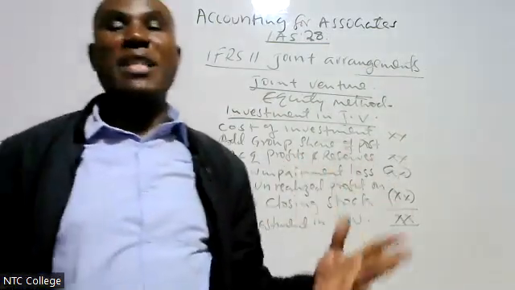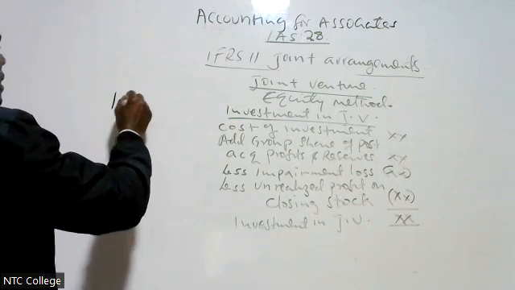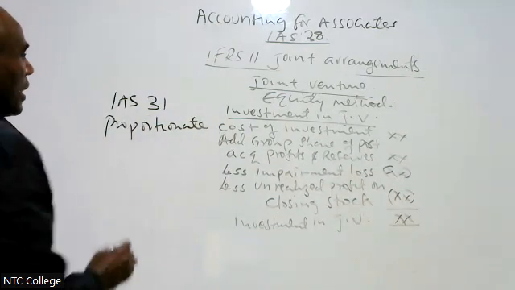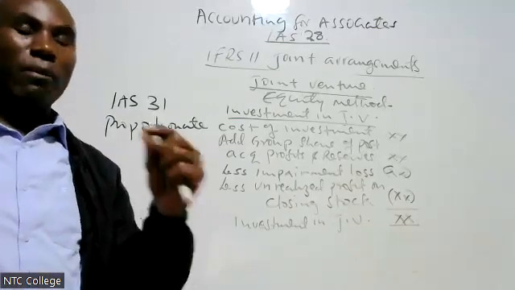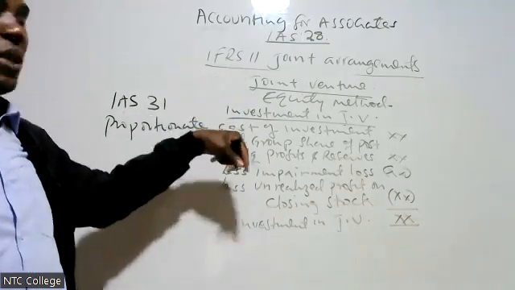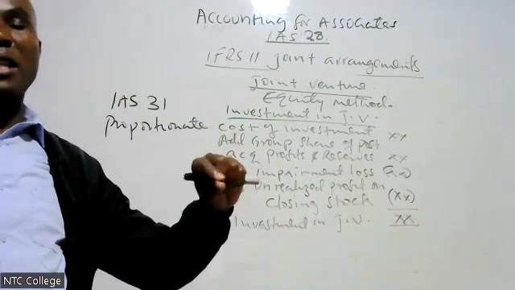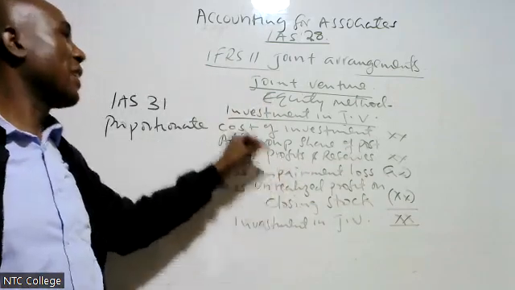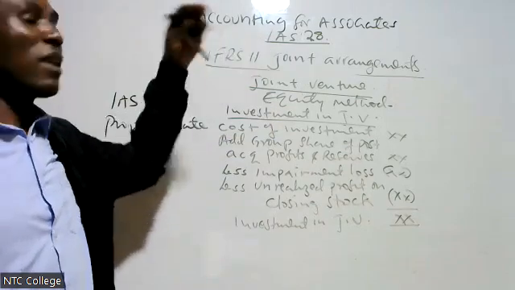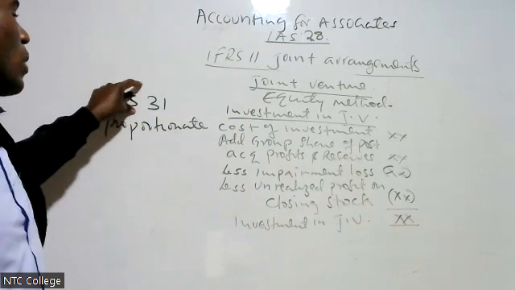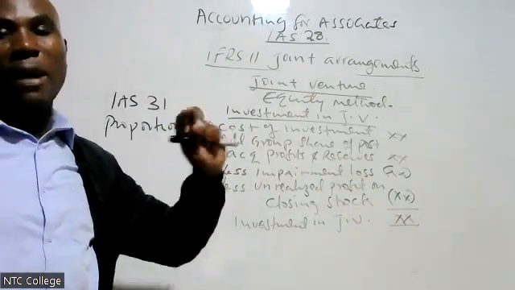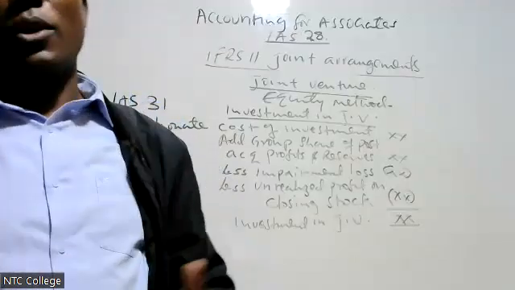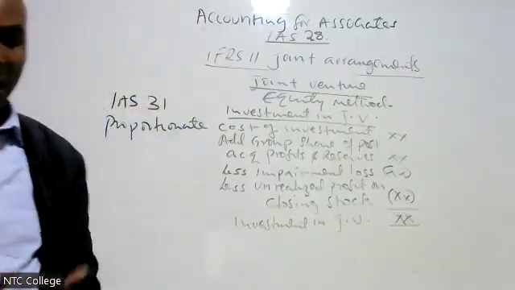Remember previously we were using IAS 31, where we were using what we call the proportionate method, where we were taking 50% of everything. That was for joint operation. But when they changed the standard in 2013, they introduced joint ventures, and IFRS 11 favors that. That's why they shifted from IAS 31 to IFRS 11. Therefore, examiners will bring this, but in most cases, according to IFRS 11, you are going to account for it as a joint venture.